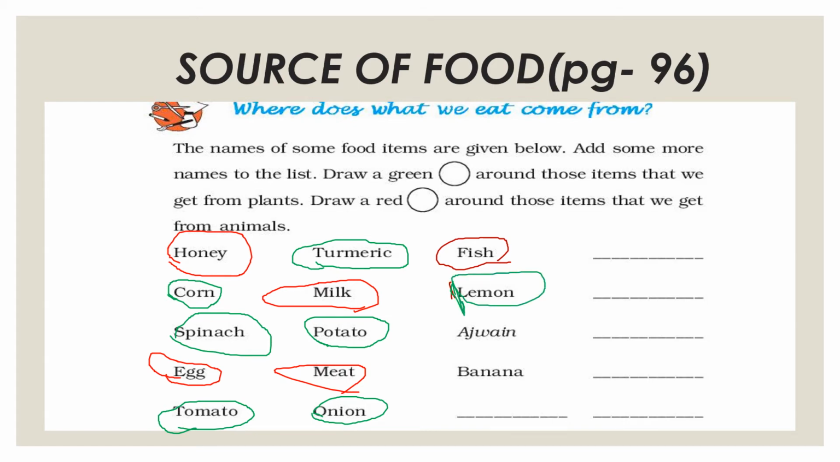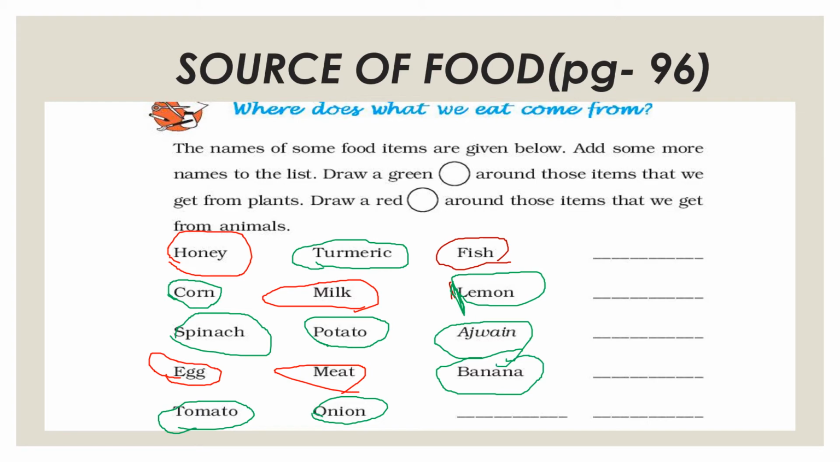What about ajwain? Students, do you know what ajwain is? Have you seen ajwain in your kitchen? Well, if you haven't seen ajwain, I suggest that after we have done this activity, you go to the kitchen and request your mother or your father to show you how ajwain looks. So again, it comes from a plant. And the last one is banana, which again comes from a plant.